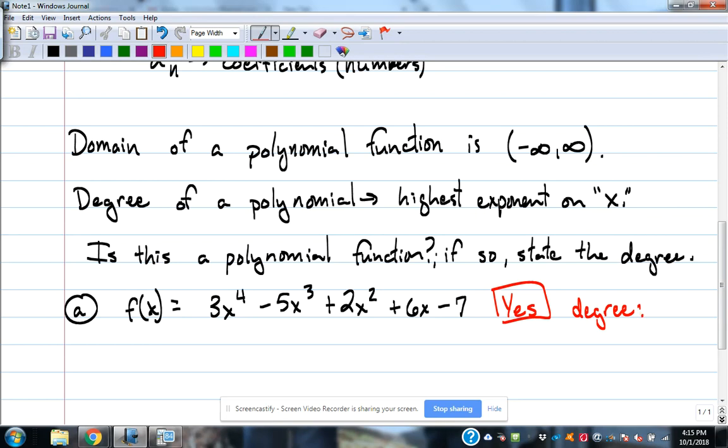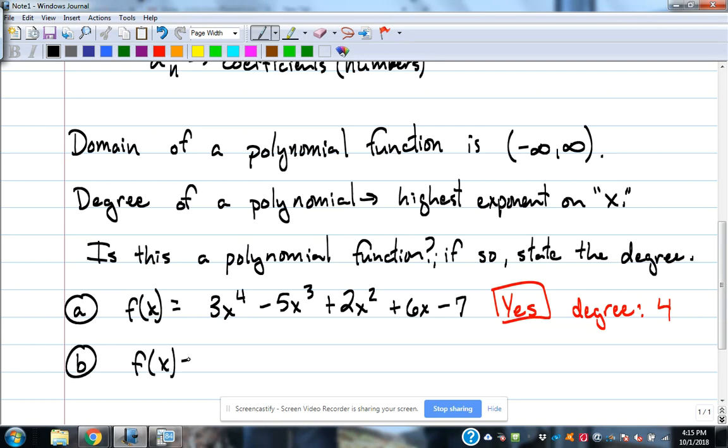What's the highest power on the x's here? 4. So this one is of degree 4. And that'll relate when we start solving these things and finding the zeros of that. Knowing what the degree is very important for that.